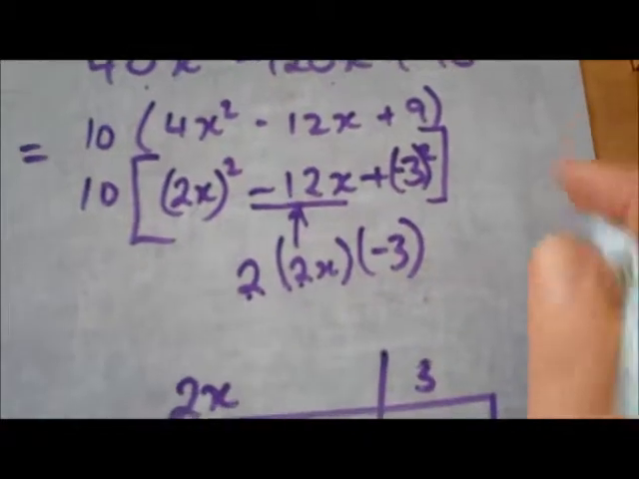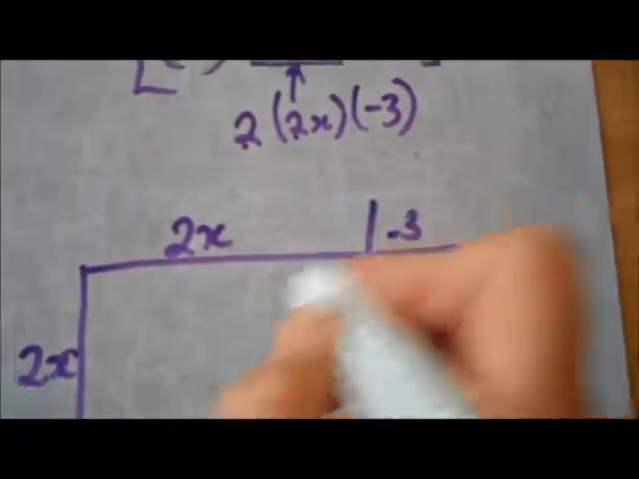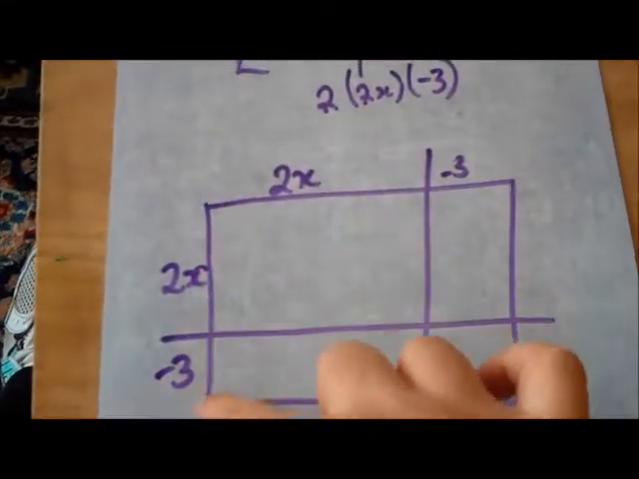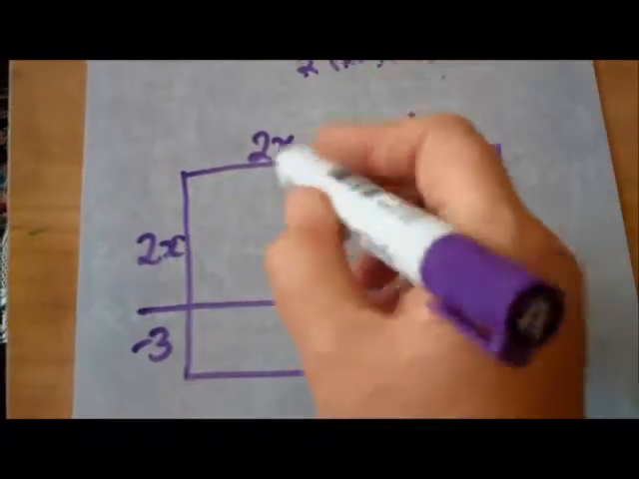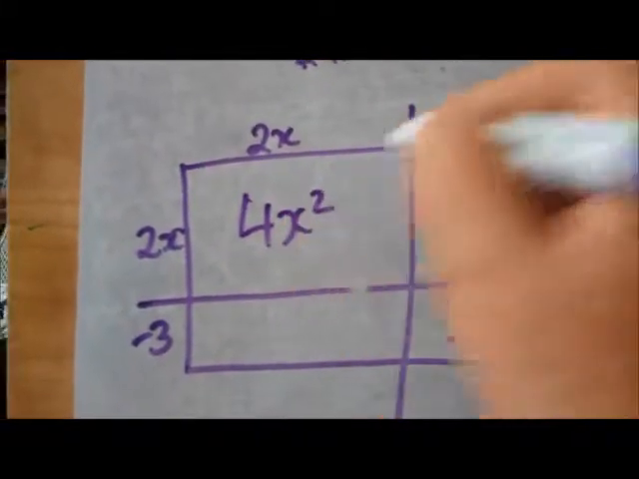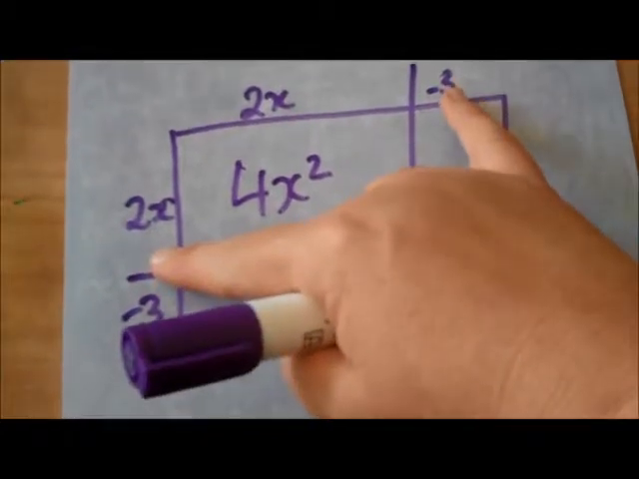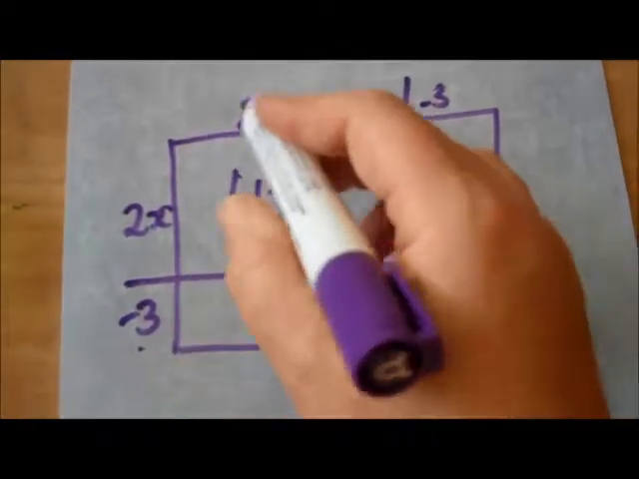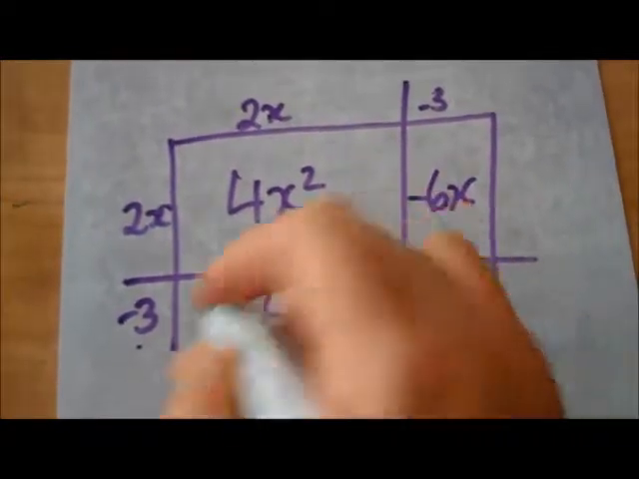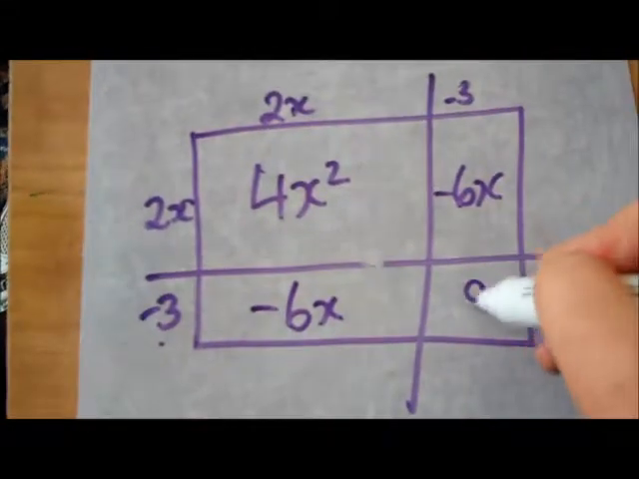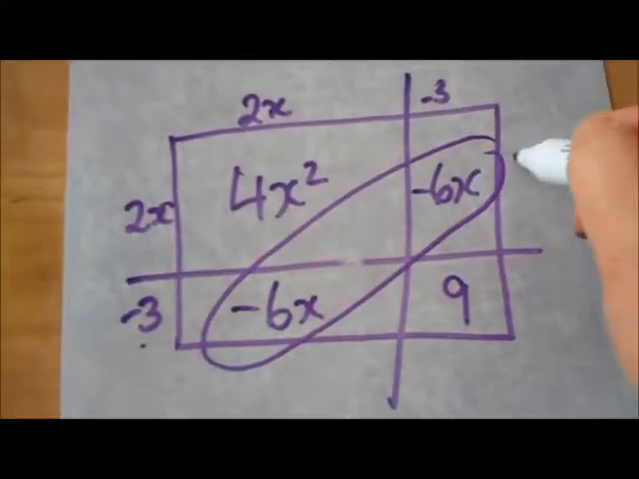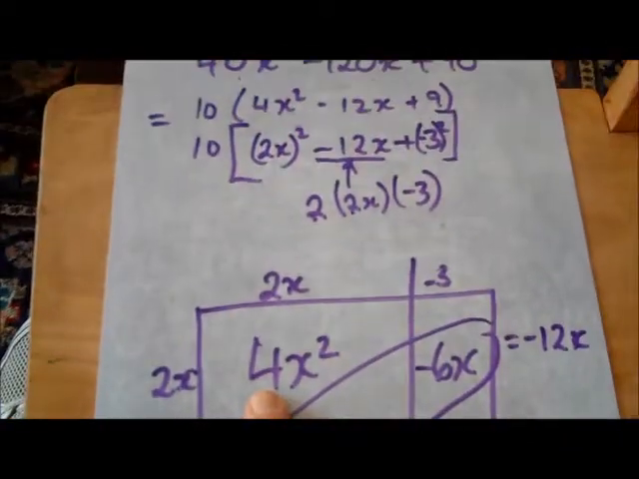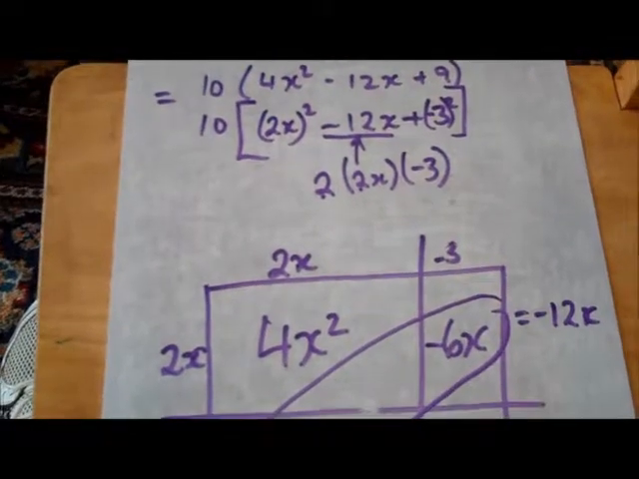Okay? So let's have a look at that as a picture. This is 2x minus 3, 2x minus 3. 2x times 2x is 4x squared. 2x times minus 3 is minus 6 lots of x. Minus 3 times 2x is minus 6x. Minus 3 times minus 3 is plus 9. This gives you a total of negative 12x. So I actually have 4x squared minus 12x plus 9.